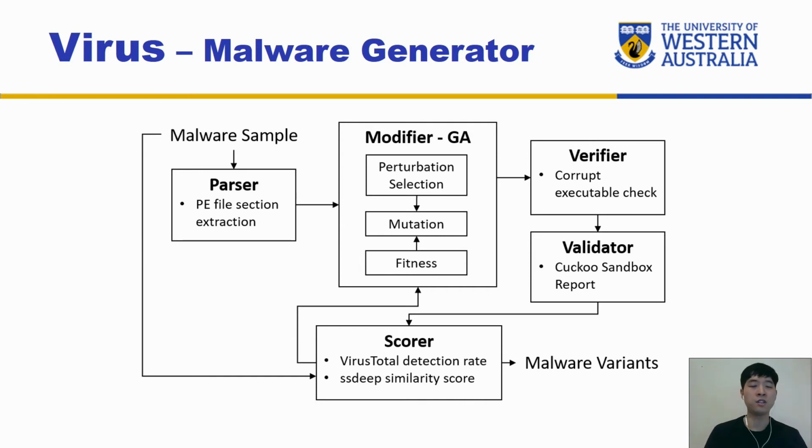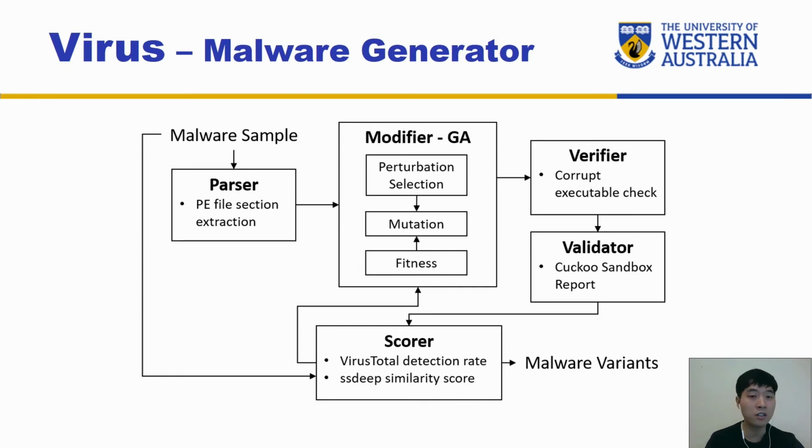And what we want to do is understand exactly which mutations are effective. So we created this malware generator, which takes in the malware sample, and then it goes through some modifier. This particular example uses a genetic algorithm. If you don't know what that is, please take machine learning courses. And then we make sure that these virus codes are not corrupt and can be executed. And then we validate through some sandbox reports. Okay, and once that's done, it needs to meet certain criteria. It needs to look quite different from the original, and that's where the score comes in.